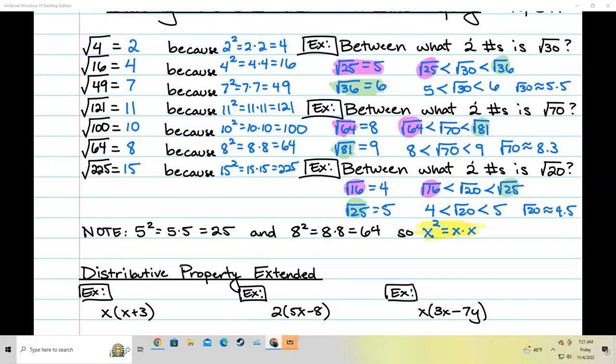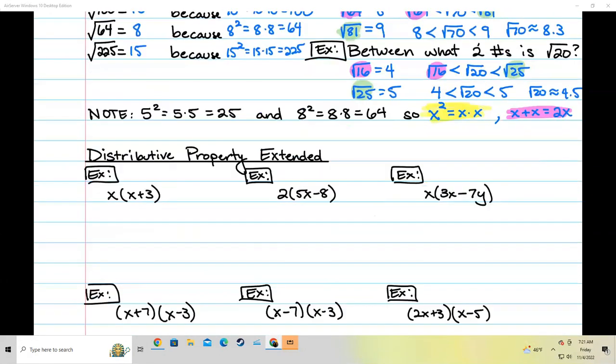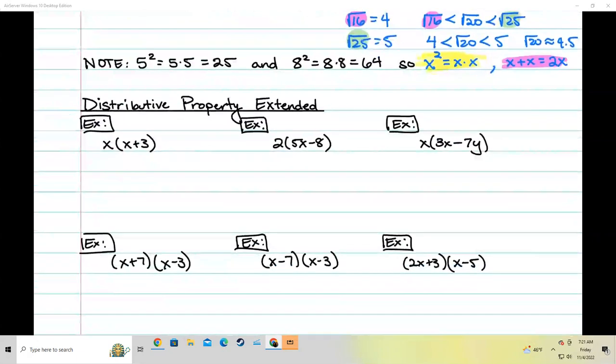Let me write down the other one, x plus x. That one is 2x, okay? So we'll highlight that one in pink, so that way you understand the difference between the two. X times x is x squared. X plus x is 2x. Make sure you keep that in mind. We are definitely going to be using that a lot on this one.